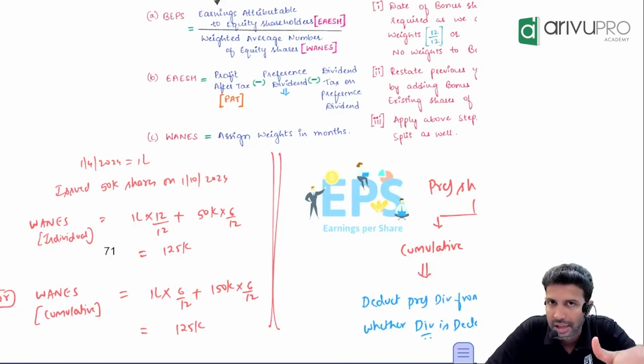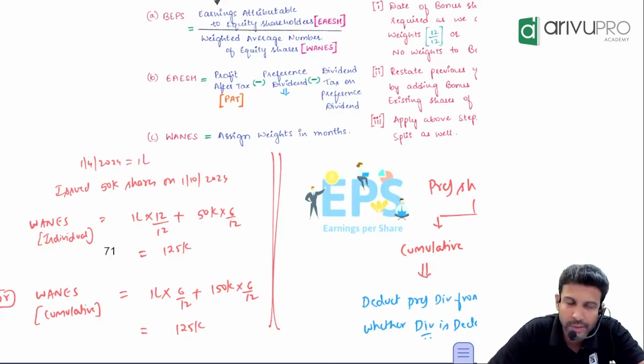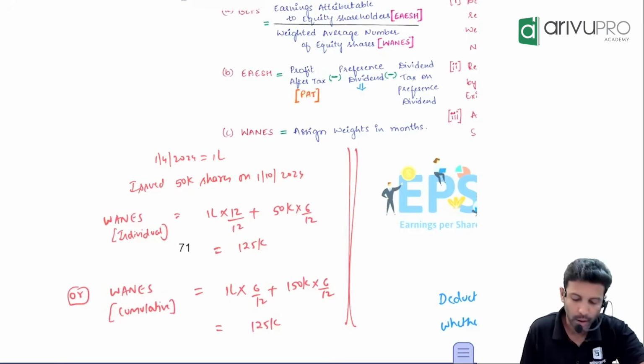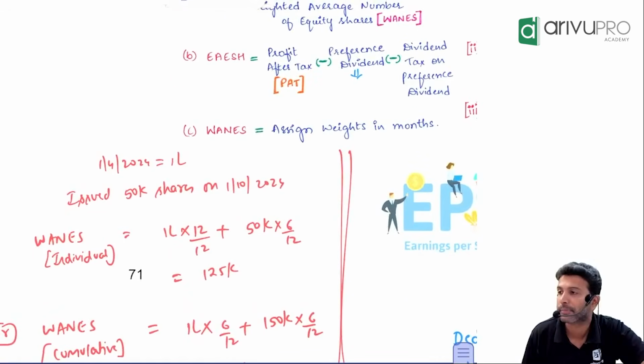There are two ways to calculate weights. Both will give you the same answer. You can use any of the two. One is the individual approach, another one is the cumulative approach. How does it work? Let's look at a small example.